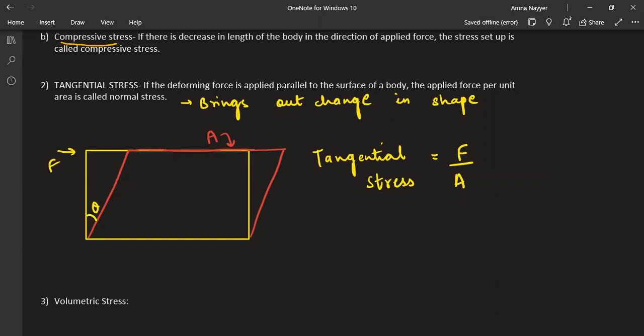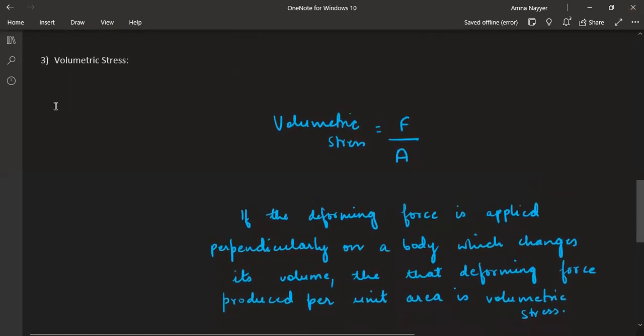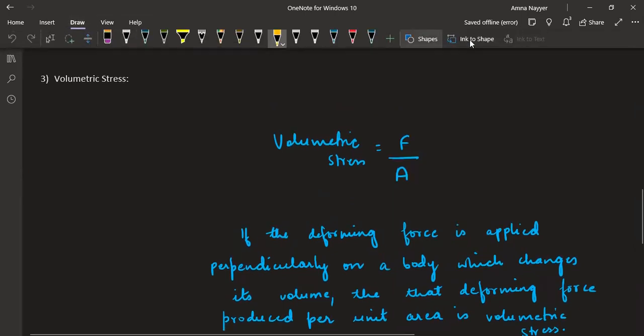Perpendicular force, longitudinal stress or normal stress. Parallel force, tangential stress. So it brings out the change in the shape. And lastly, which we have is the volumetric stress. In volumetric stress, see what will happen.